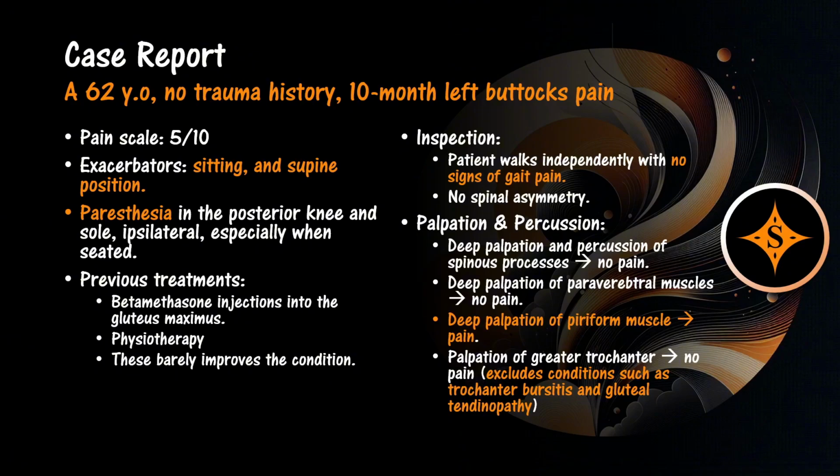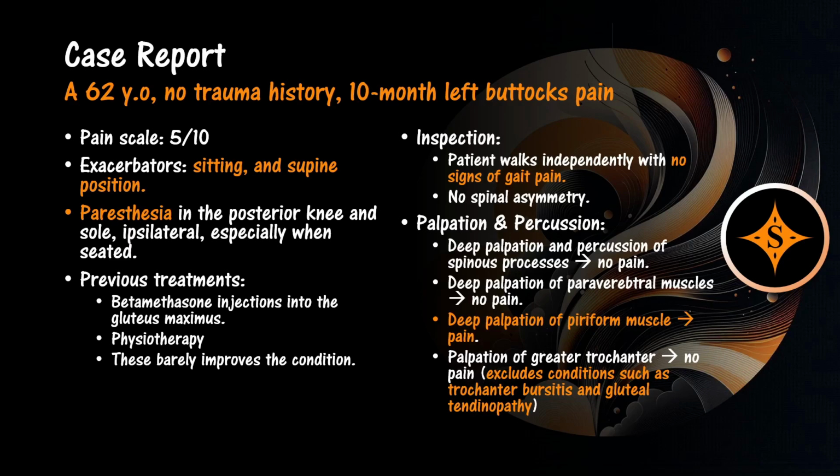Previous treatments that the patient has undergone include betamethasone injection to the gluteus maximus muscle. Notice it is not the piriformis muscle that she was getting treated for. She has also undergone physiotherapy, but these provided no significant improvement in her manifestations.